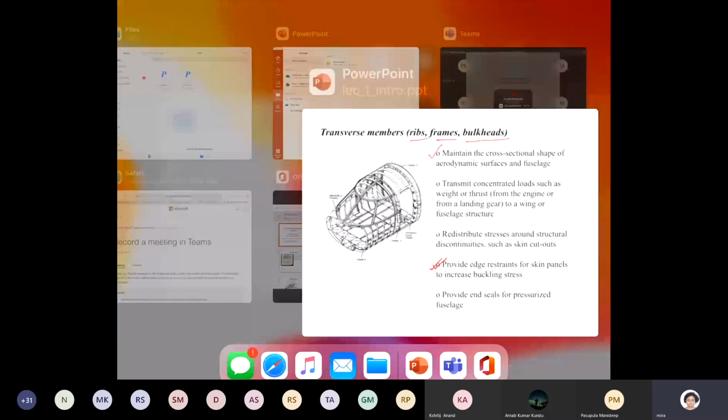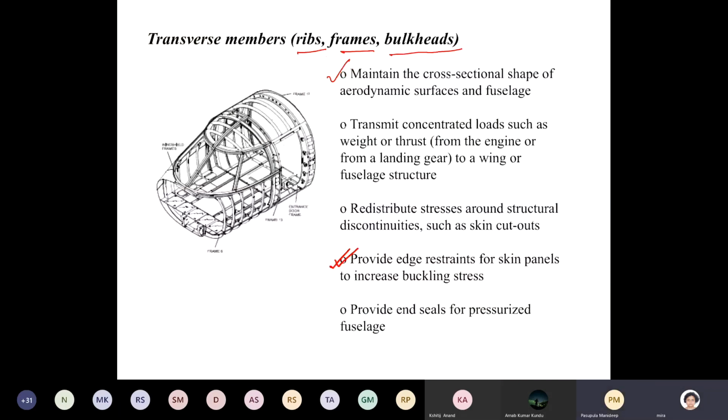Yeah, can you all hear me now? Yes, ma'am. Can you see the slides? Yes. Okay, so where did you all lose me? You could hear all this that I have. Yes, ma'am. We were going to start the next slide. Okay, so any questions at this point? Ma'am, can you just explain again what are edge restraints for skin panels?